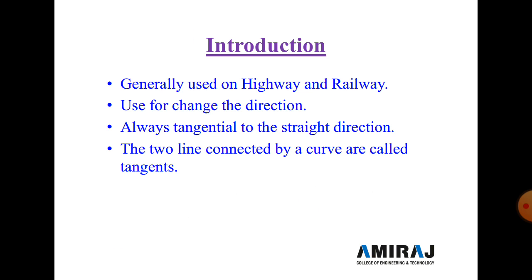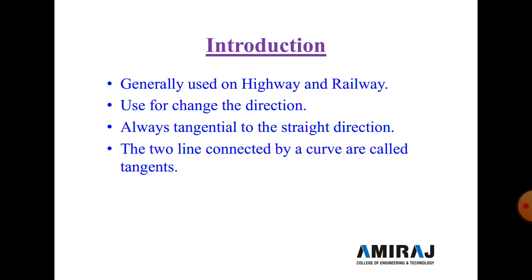So today we discuss the introduction to the curve. All of you know about the curve. A curve is one type of change of direction, generally used in highways and railways. We generally use a horizontal curve, turning to the left side or to the right side, so it is easy to change direction. So it is generally used in highway and railway networks for change in direction.